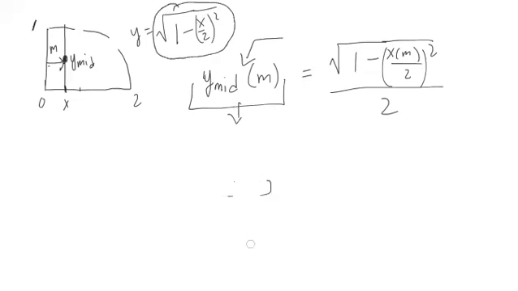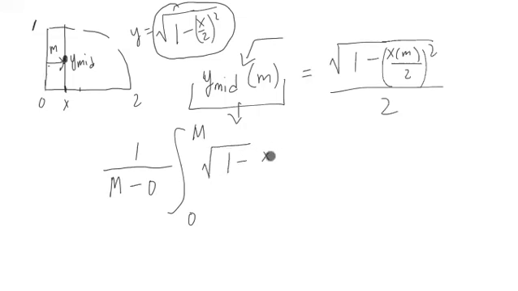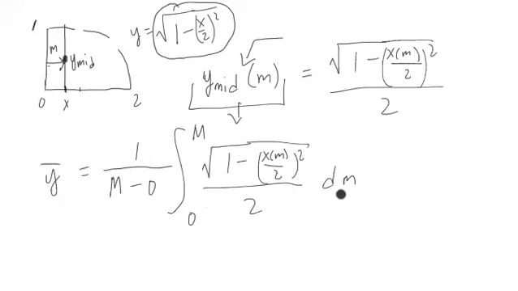To find the average value of it, we take 1 over the total mass minus 0, the integral from 0 to m, of our y mid function as a function of m, which is 1 minus x of m over 2, quantity squared, all over 2, dm. So this is quite literally how we find y bar, as the average value of this function with respect to a variable m. Of course, we're going to change variables now.